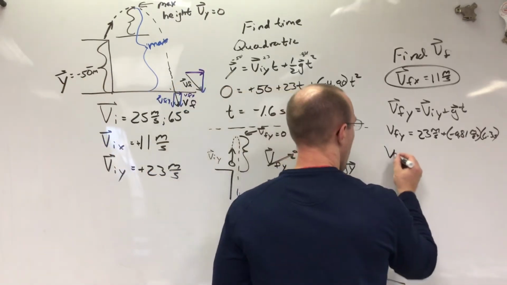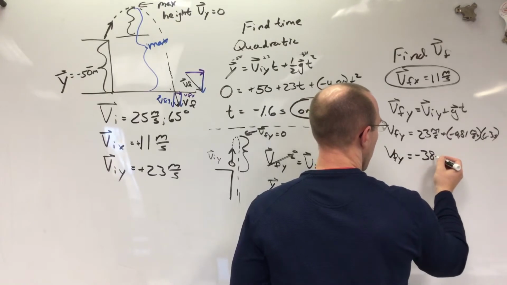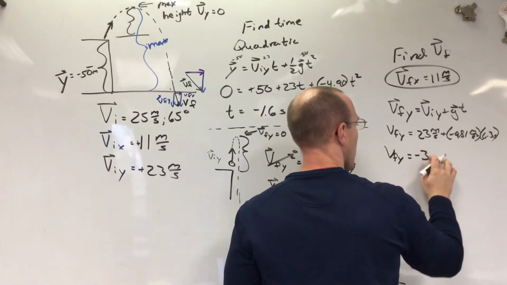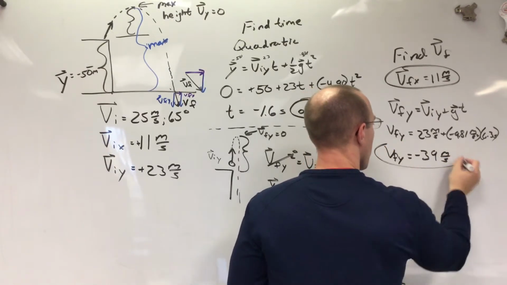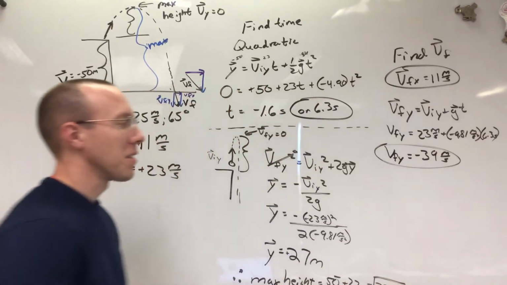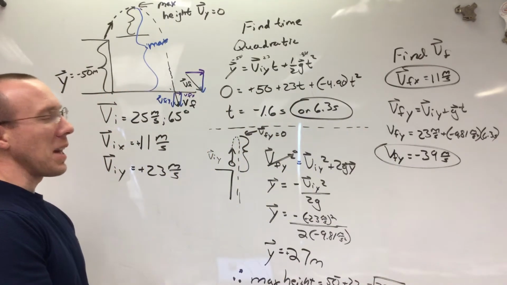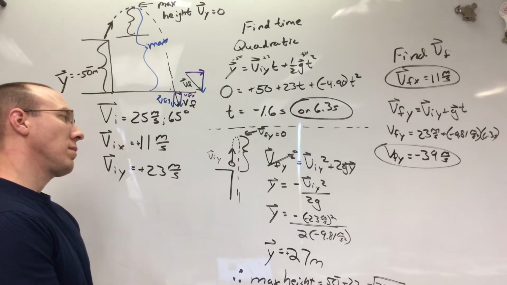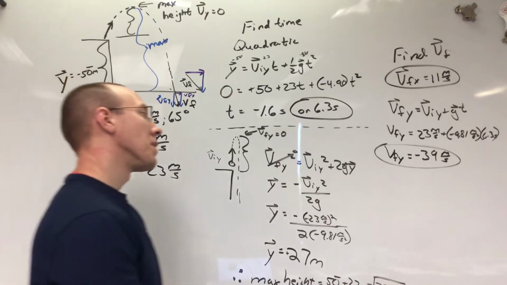we get a VFY of negative 38.8, so negative 39 meters per second. That's really fast, okay? 80 miles per hour, 80 to 90 miles per hour. Okay. One assumption we make is no air, so that is possible.